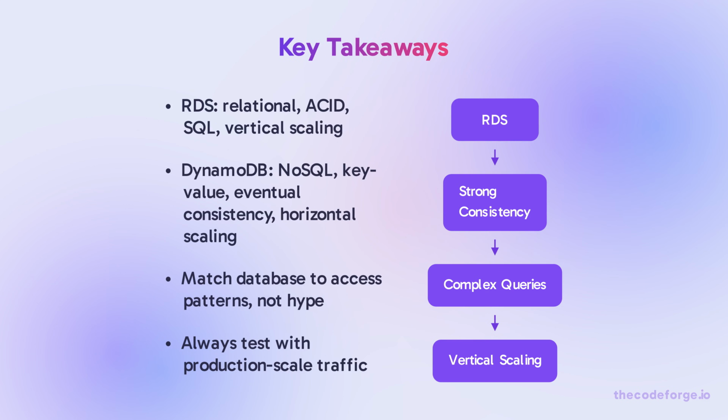To recap, relational database service is for relational data with complex queries and strong consistency. DynamoDB is for high-throughput key-based access with predictable latency. The biggest mistake is forcing one database to do everything. Design your access patterns before choosing, and always test with production-scale traffic.